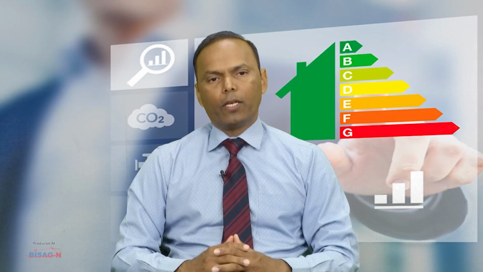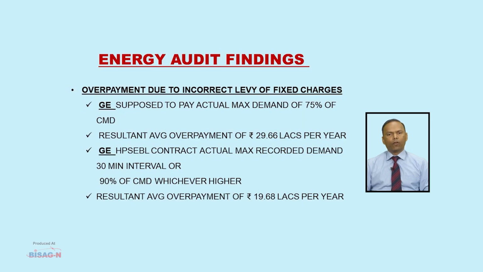The next place is overpayment due to incorrect levy of fixed charges. One of the GEs was supposed to pay on actual maximum demand of 75% of CMD. However, the resultant average overpayment was 29.6 lakhs per year. For one of the GEs in Himachal Pradesh, the contract was actual maximum recorded demand for a 30-minute interval or 90% of CMD, whichever is higher.